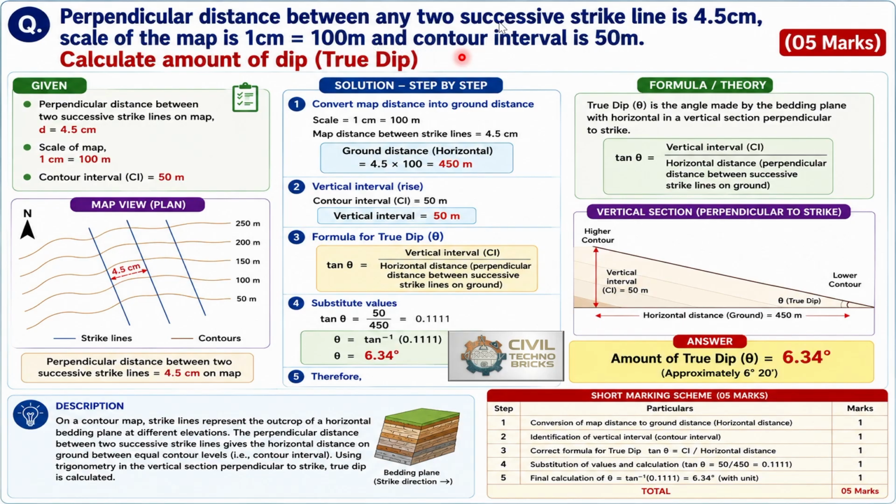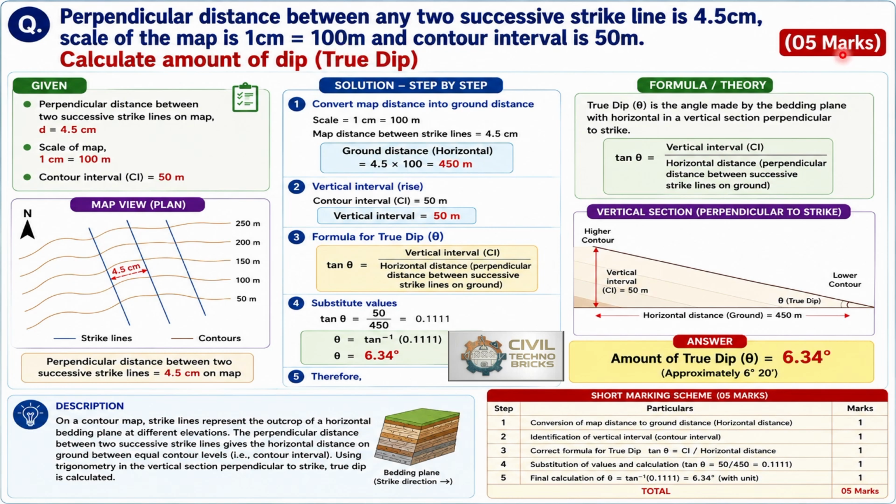From a numerical point of view, a numerical can be asked, or such numericals have already been asked or framed with reference to the strike or dip, or the geological components point of view. Here the numerical is: the perpendicular distance between the strike lines is 4.5 centimeter. The scale of the map is 1 centimeter equal to 100 meter. The contour interval is given as 50 meter. Calculate the amount of dip, that is, we have to find the true dip.